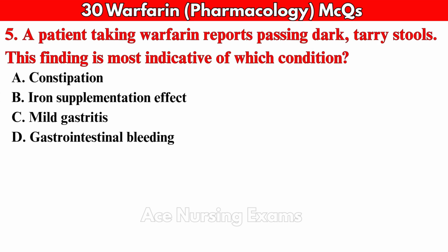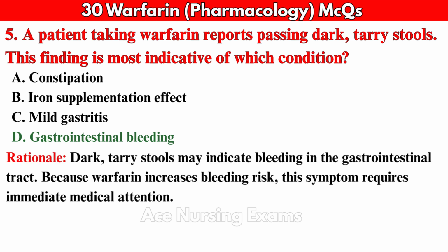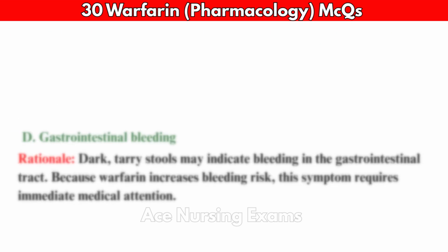A patient taking warfarin reports passing dark, tarry stools. This finding is most indicative of which condition? A. Constipation, B. Iron supplementation effect, C. Mild gastritis, D. Gastrointestinal bleeding. Correct answer, D. Gastrointestinal bleeding. Dark, tarry stools may indicate bleeding in the gastrointestinal tract. Because warfarin increases bleeding risk, this symptom requires immediate medical attention.